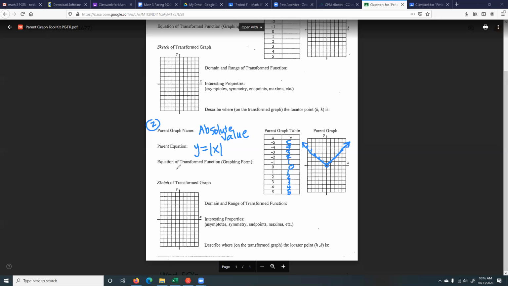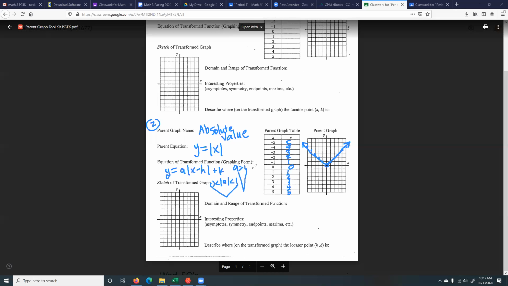Okay, if I want to transform this, the equation is going to be y equals a times the absolute value of x minus h, plus k. So the h goes with the x, right? The h always goes with the x. The absolute value bars are there. A is going to either make it narrower or wider V. That's what the a does. If the a is greater than 1, it's going to be narrow. If the absolute value of a is in between 0 and 1, then it's going to be wider.